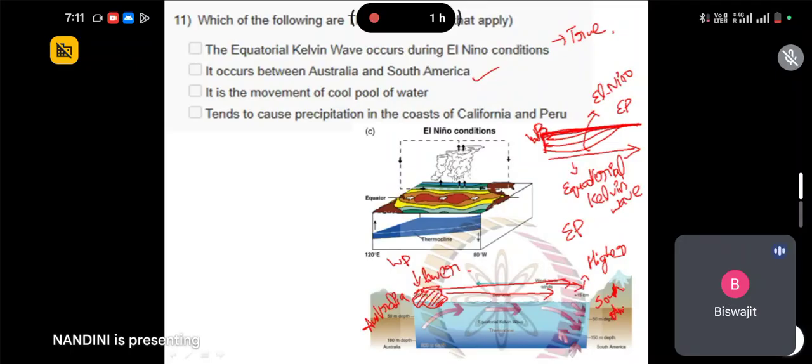It is the movement of a cool pool of water. This is false. What is actually happening is the movement of a warm pool. And it tends to cause precipitation on the coasts of California and Peru. Is this true or false? True. California and Peru are on the eastern American coasts, so it will cause precipitation there. So except the third, all other three are correct.